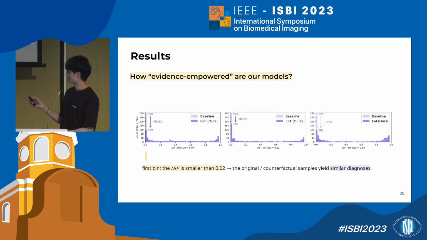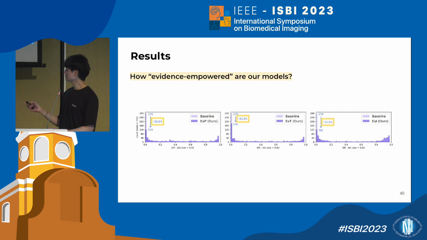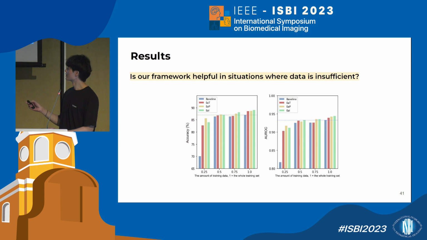These charts are the result of the experiment. The first bin indicates the number of original and counterfactual sample pairs that yield similar diagnosis, with a small difference in predicted probabilities of less than 2%. So the lower the first bin is, the better the model reflects the changes of input features in its diagnosis. The results show that our models can make more trustworthy predictions that are faithful to their input features.